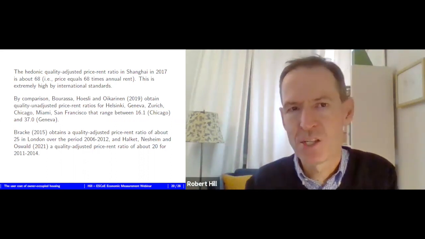Now, this is extremely high. A price rent ratio of 68 is extremely high by international standards. Barasa, Hosley, and Oikarinen, for example, look at Helsinki, Geneva, Zurich, Chicago, Miami, and San Francisco, quality unadjusted, and end up with estimates of 16.1 for Chicago and 37 for Geneva, and the others in between. If you quality adjusted, they'd be even slightly lower.